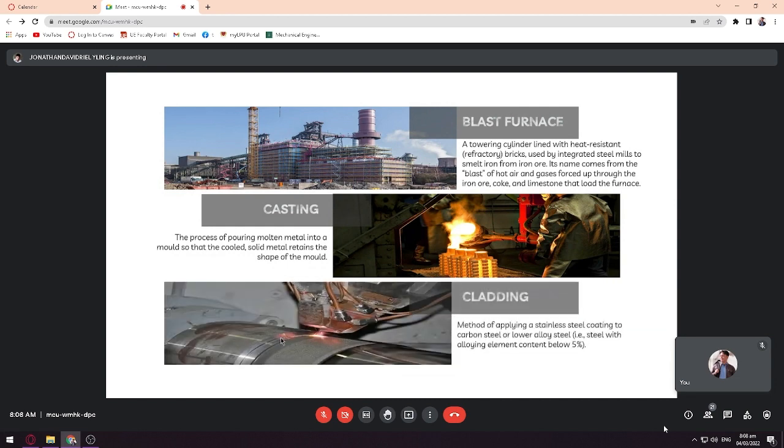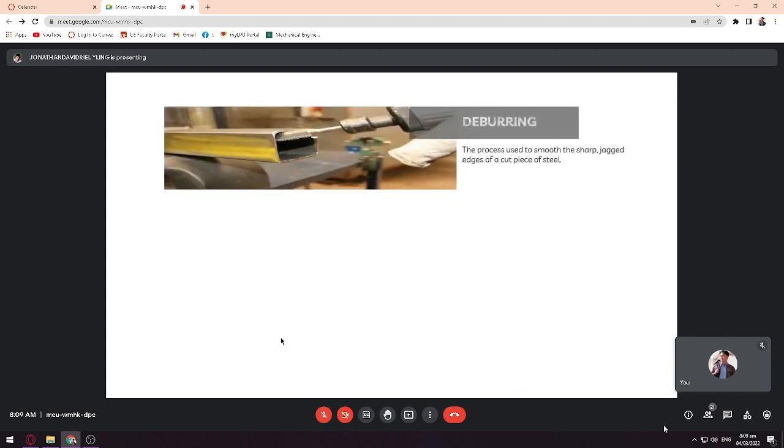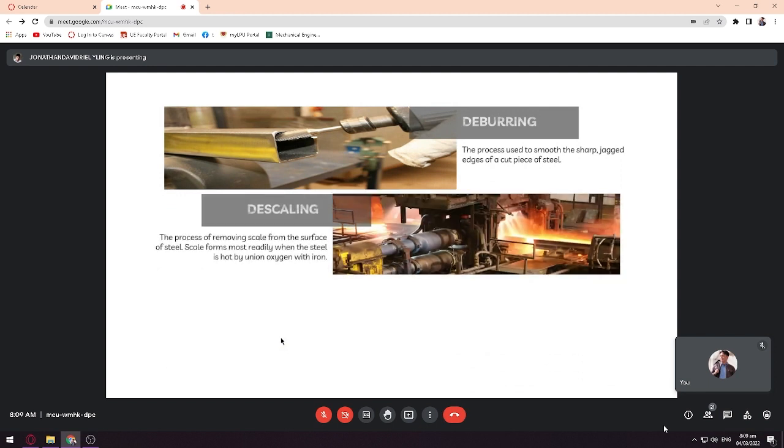Cladding. Cladding is the method of applying a stainless steel coating to carbon steel or lower alloy steel, for example, steel with alloying element content below 5%. Deburring: the process used to smooth the sharp jagged edge of a cut piece of steel. Descaling: the process of removing scale from the surface of steel. Scale forms most readily when the steel is hot by the union of oxygen with iron.